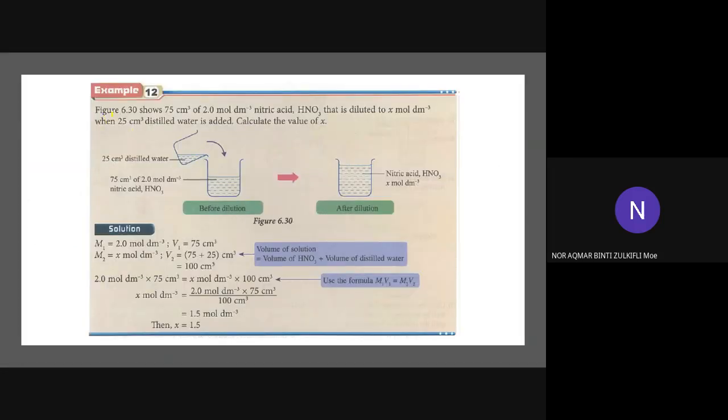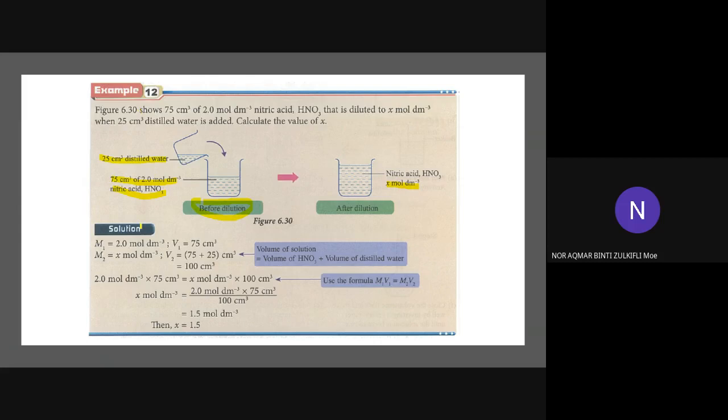Figure 6.30 shows 75 cm³ of 2.0 mol dm⁻³ nitric acid that is diluted to X mol dm⁻³ when 25 cm³ distilled water is added. Calculate the value of X. To understand better, from the diagram we can see that before dilution, we have 75 cm³ of 2.0 mol dm⁻³ nitric acid. After dilution, we are not sure of the molarity, and the volume is already given.